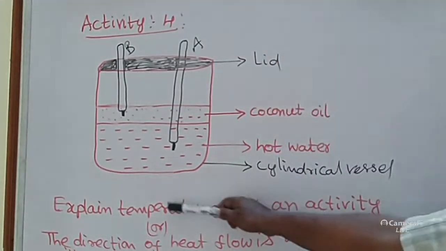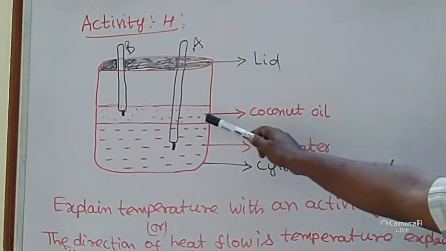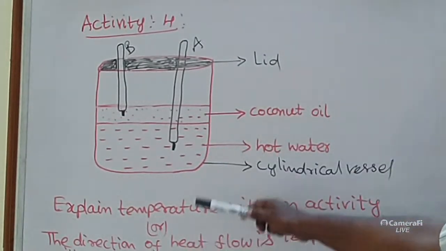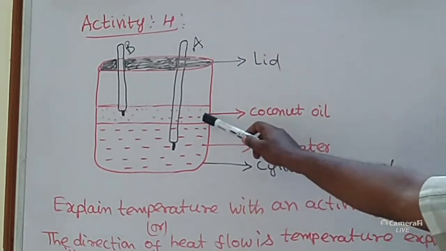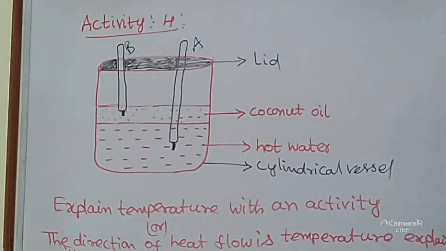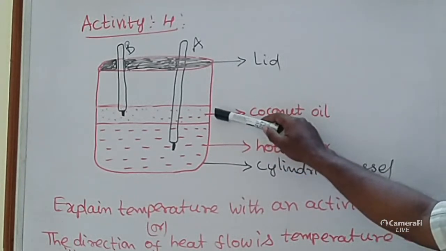Apparatus: cylindrical vessel, cylindrical glass vessel. Hot water nearly 60 degrees Celsius, or 40, no problem; anything above 40 you can take, but don't take 100. So this one is nearly 60 degrees Celsius. Now you can cover it with coconut oil.